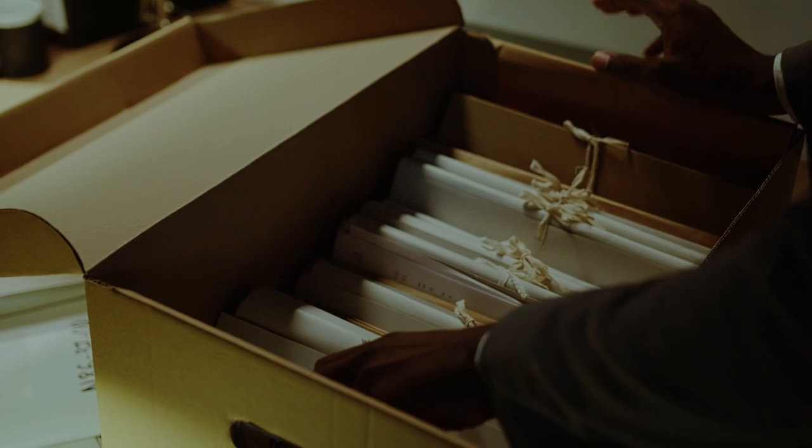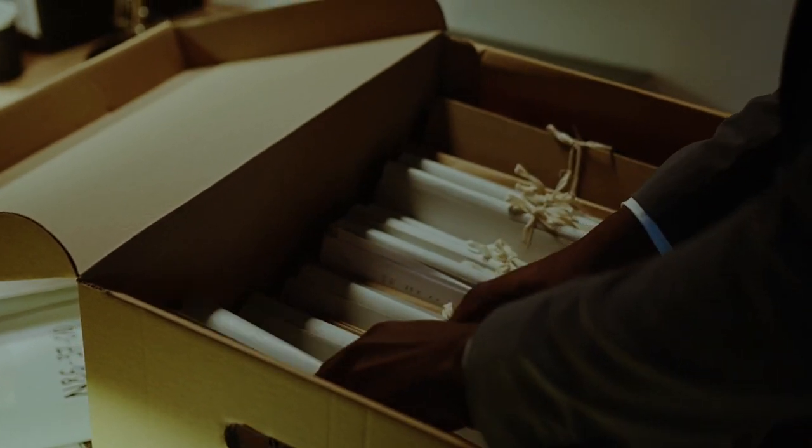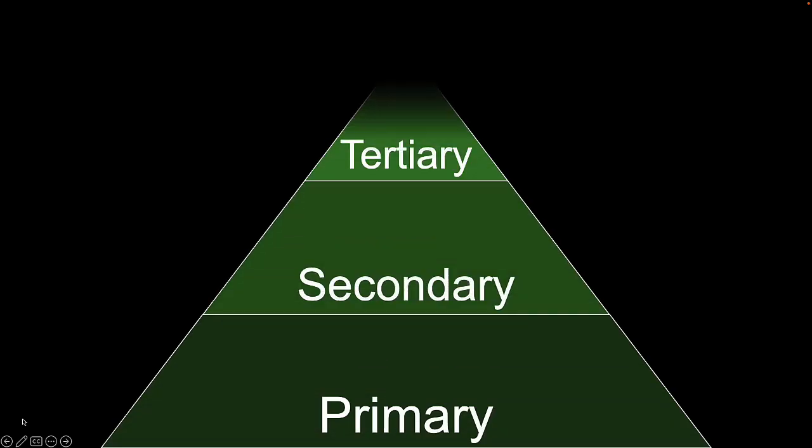For the many things that historians try to do in their research, they find their evidence from sources. So, what are the sources that historians use? Well, historians generally classify sources into three main categories. There are primary, secondary, and tertiary sources.